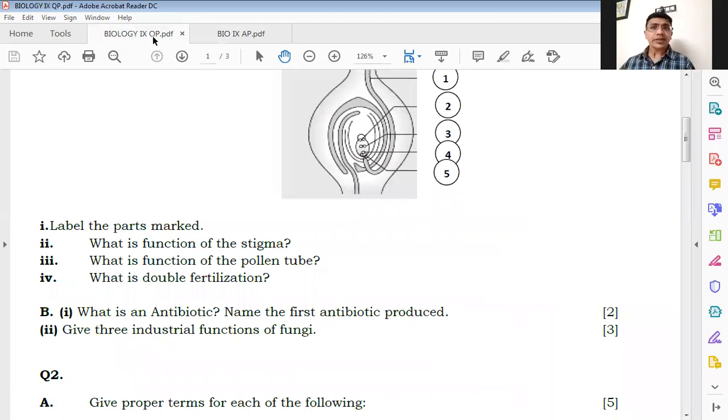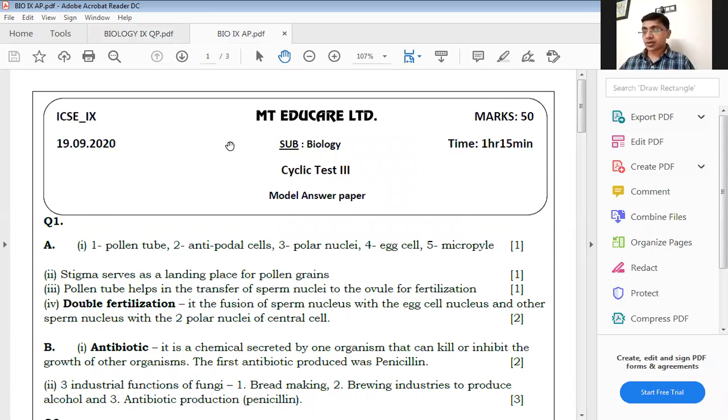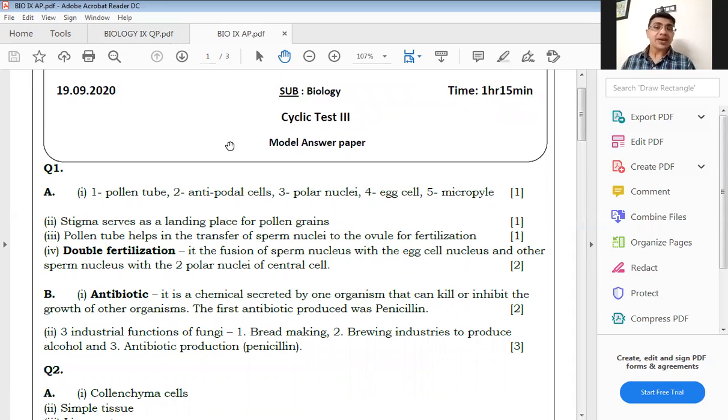The next question is, what is double fertilization? This is seen in plants, right? So what is double fertilization? It is fertilization taking place twice. First, the first sperm nucleus fuses with the egg cell, and then the second sperm nucleus fuses with the secondary polar nuclei to form a triploid endosperm. That process is what is known as double fertilization. So that was the first question there.